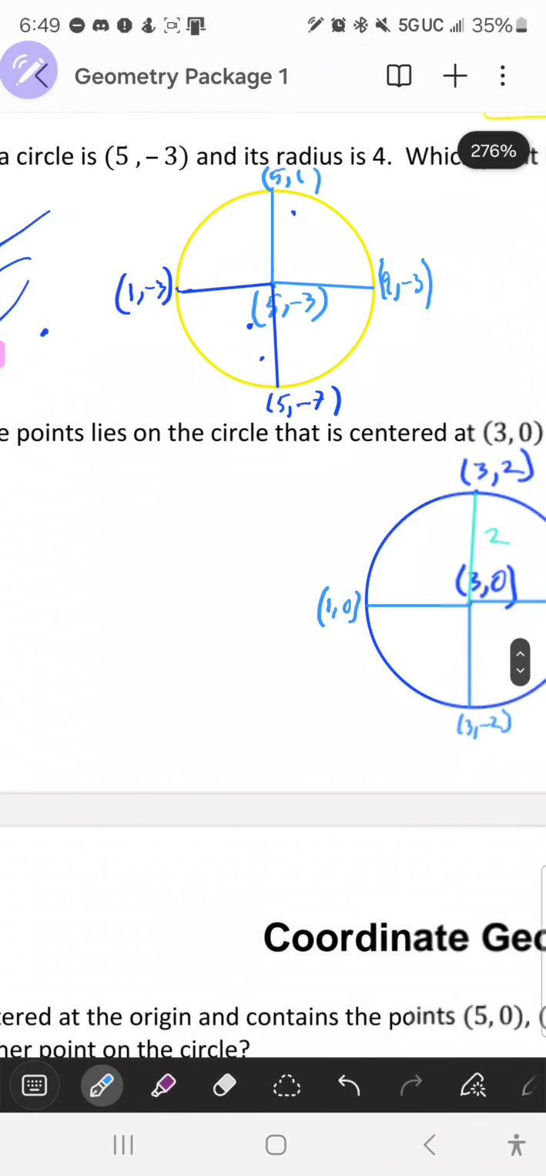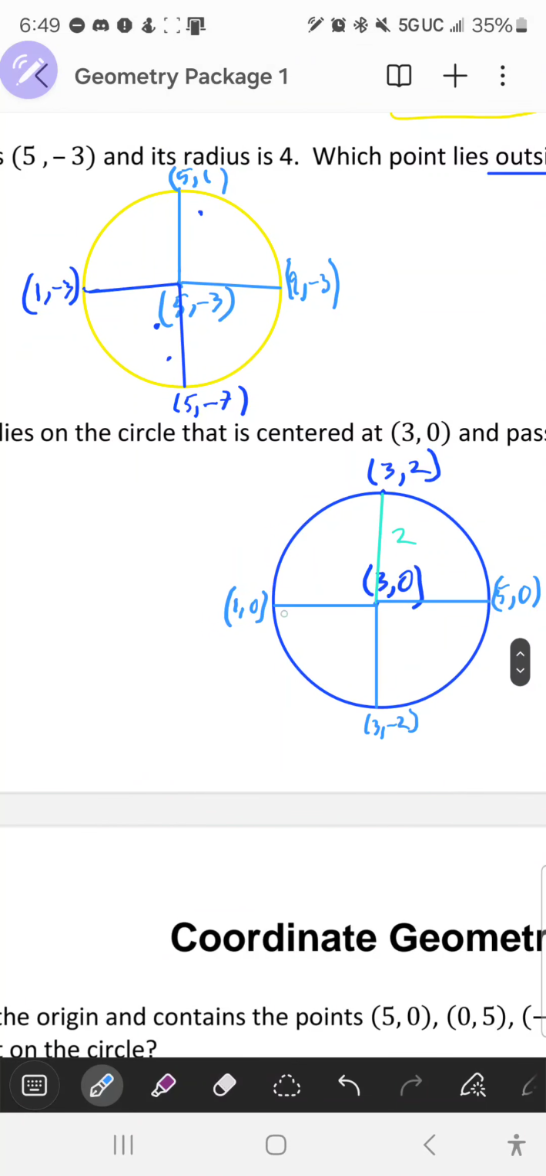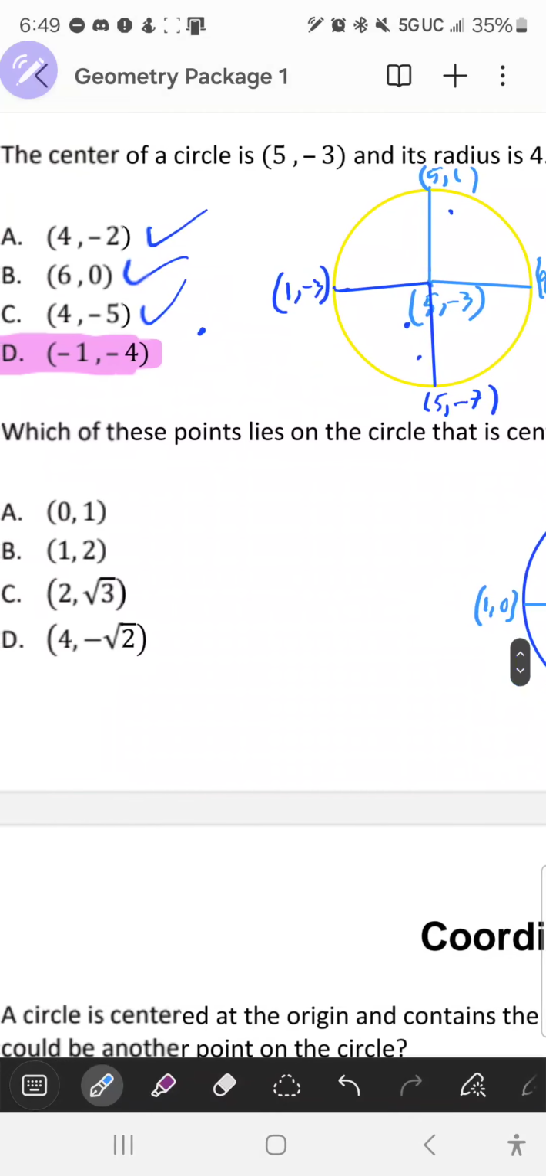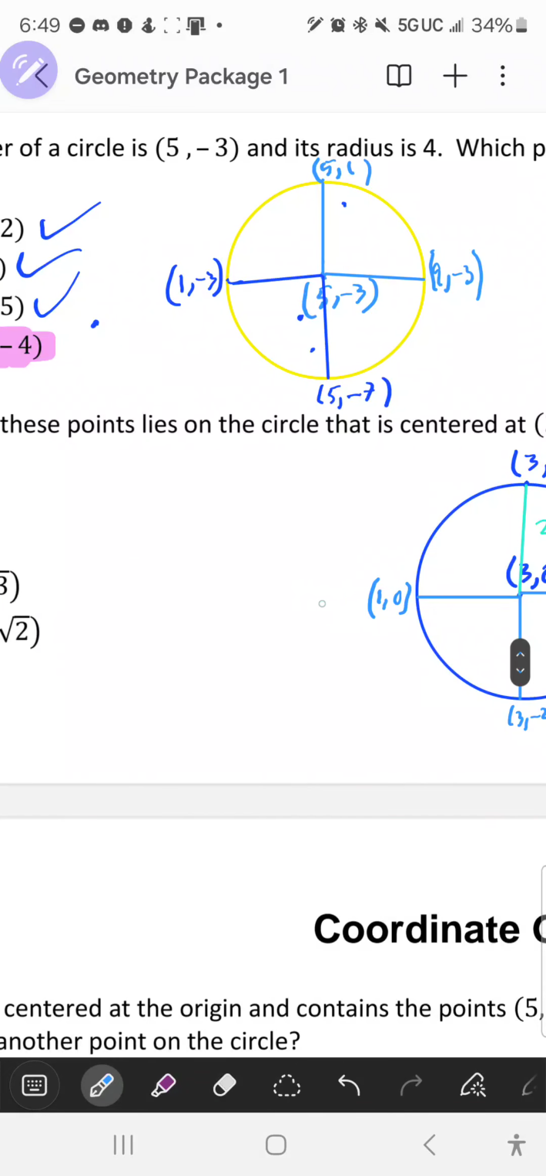Now I have (0, 1). Okay. Right here, we see that (0, 1) will be something over here. Because this is 1, so the 0 will be over here as (0, 0), so (0, 1) will be over here.